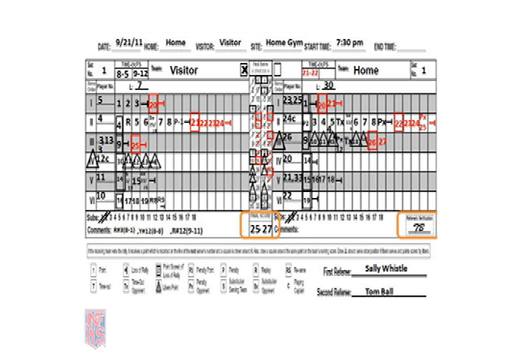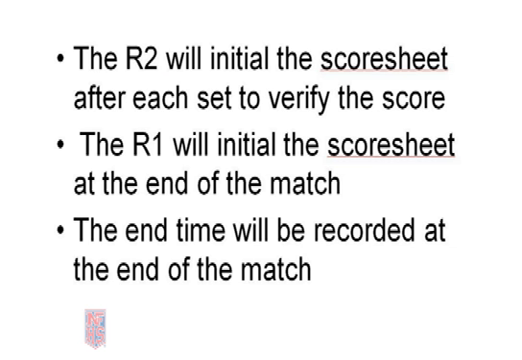Record the final score in the final score box in black or blue ink or pencil, with each team's score on their side of the box. It would be 25-27. The R2 will initial to verify the score sheet at the end of each set. The R1 will initial the score sheet at the end of the match. The end time will be recorded at the end of the match.